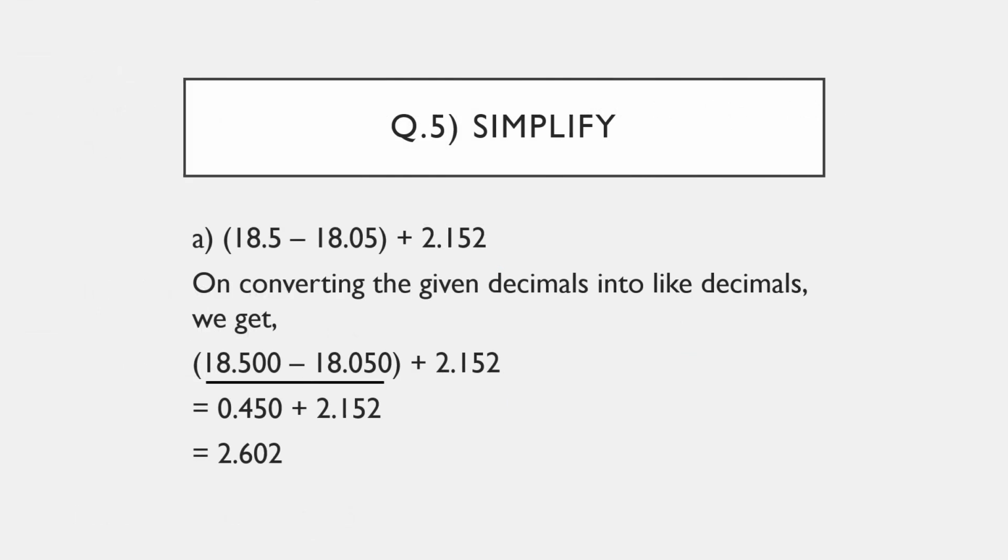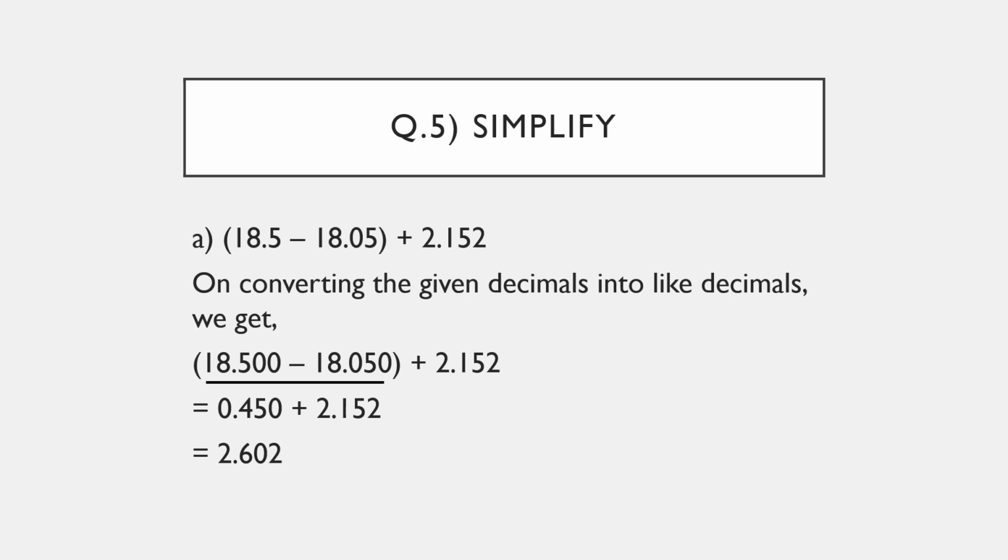Okay children, now we'll see question number 5, simplify. In that first one, see inside the bracket 18.5 minus 18.05, bracket complete, plus 2.152. So again here in these three decimals, there are different numbers of decimal places. So we'll convert all of them into an equal number of decimal places, right?